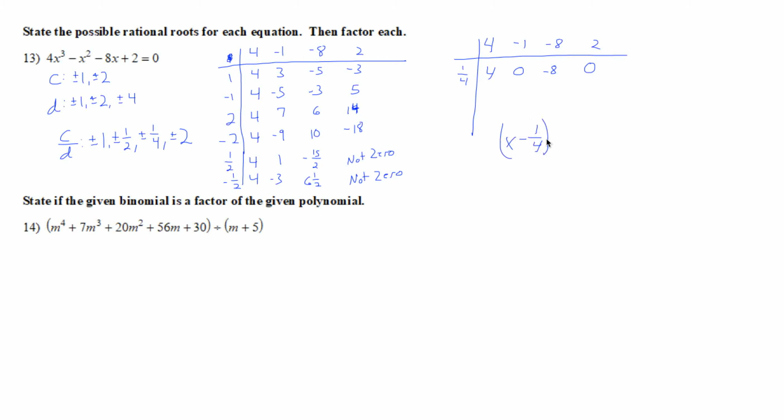Then we write this part, which is called the depressed polynomial. The original was x cubed. We divided by an x, so we're down to x squared. So this is 4x squared minus 8 equals 0. We can factor out a 4. So we have 4 times x minus 1/4 and x squared minus 2 equals 0. And we can stop here because this one is not factorable within rational numbers. We could keep going if we wanted to, and we could realize that this factors to x plus root 2 times x minus root 2.